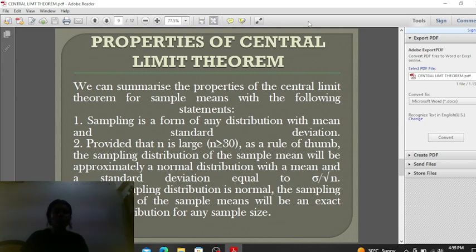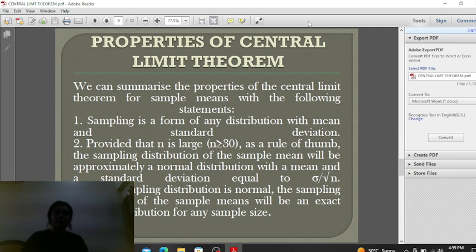So what are the properties of the central limit theorem? Here are a few properties. The first is that the sampling distribution is a form of distribution with a mean and standard deviation. So this is the first property of the central limit theorem.